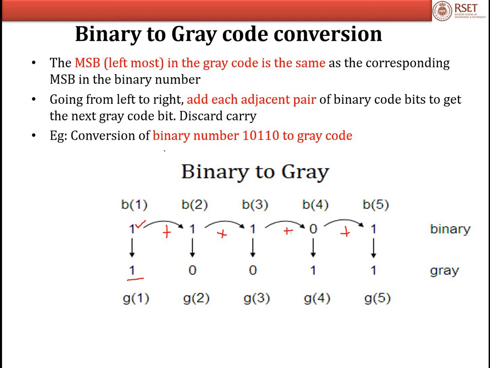So we will see another example. A binary number 10110 is given. We will see how it is converted to gray code. So MSB is the same. So MSB is written as such. So next adding adjacent pairs, that is 1 plus 0, you will get 1. 0 plus 1, you will get 1. 1 plus 1, you will get 0 with carry 1 omitted. Again 1 plus 0, you will get 1.